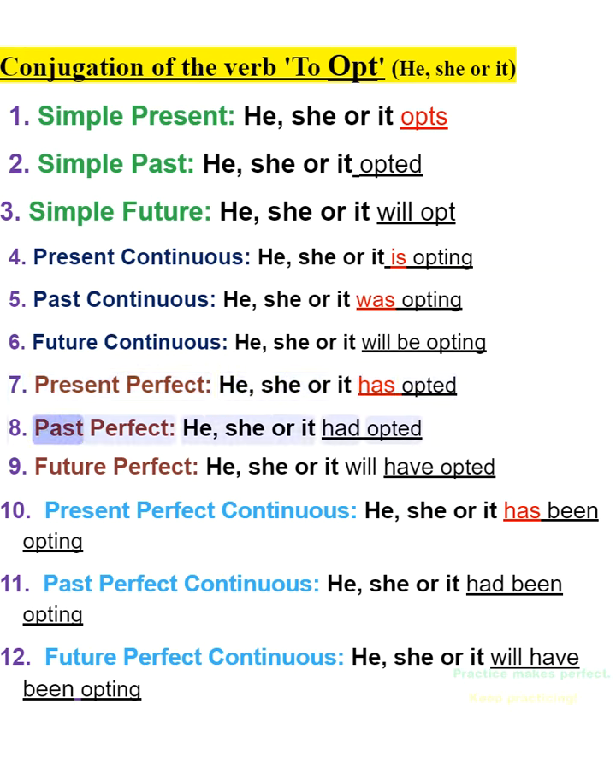8. Past perfect. He, she or it had opted. 9. Future perfect. He, she or it will have opted. 10. Present perfect continuous. He, she or it has been opting. 11. Past perfect continuous. He, she or it had been opting. 12. Future perfect continuous. He, she or it will have been opting.